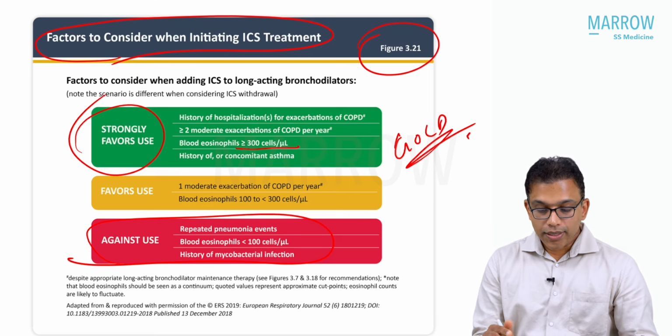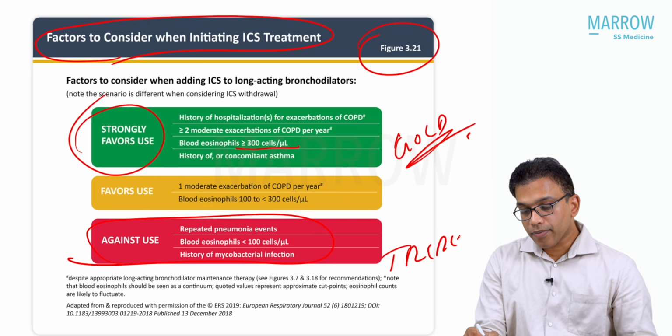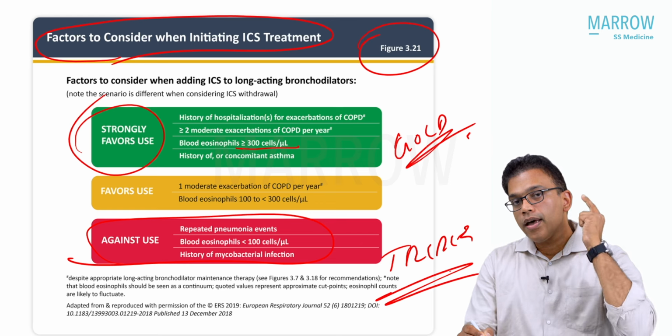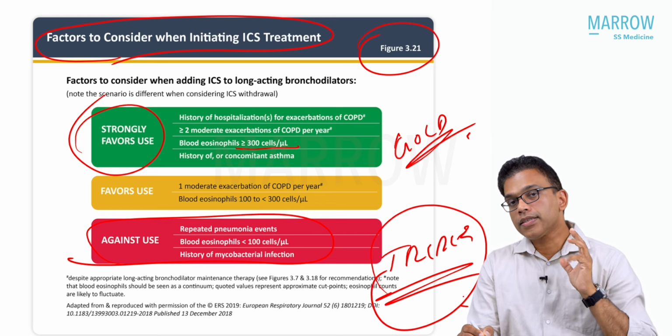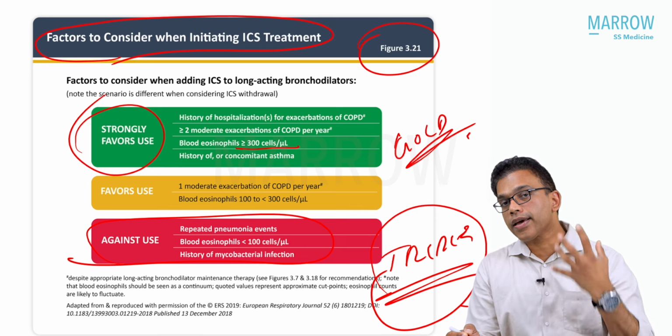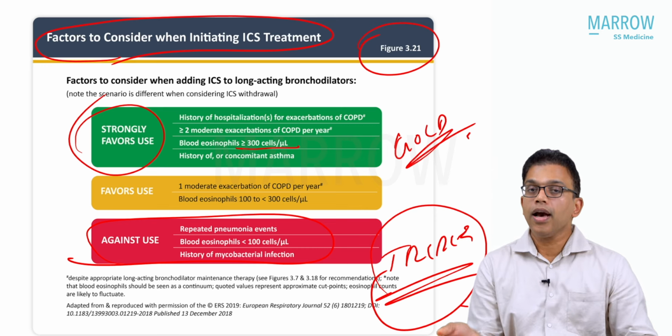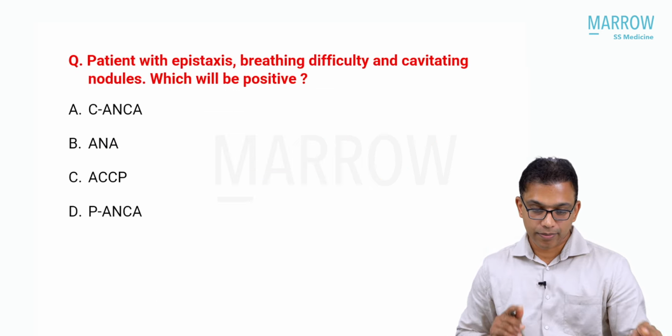So that is what is known as what therapy? Triple therapy. What is triple therapy? ICS, long-acting beta-2 agonist, long-acting muscarinic antagonist. That is the standard of treatment in patients with recurrent exacerbations in COPD having a high eosinophil count.